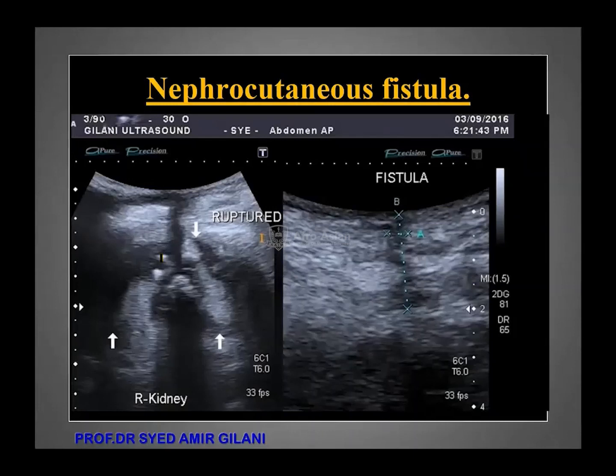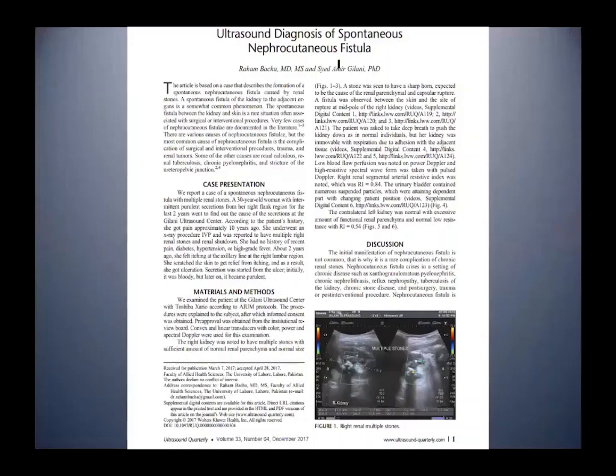Some of the other causes of spontaneous nephrocutaneous fistula are renal calculus, renal tuberculosis, chronic pyelonephritis, or strictures at the uretero-pelvic junction. So you can see this is the kidney, and here is the fistula to the skin. This was our publication on it: Ultrasound diagnosis of spontaneous nephrocutaneous fistula. You can find it on ResearchGate, or you can Google it.